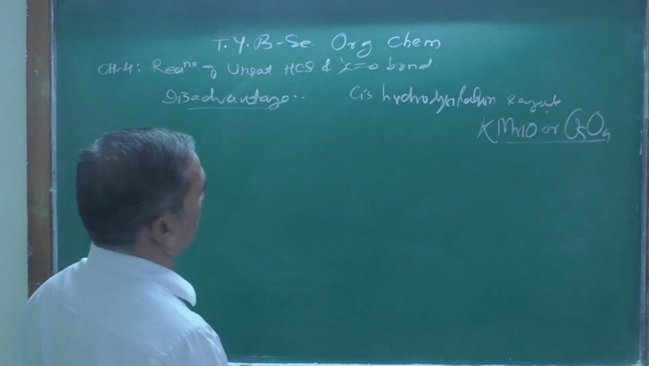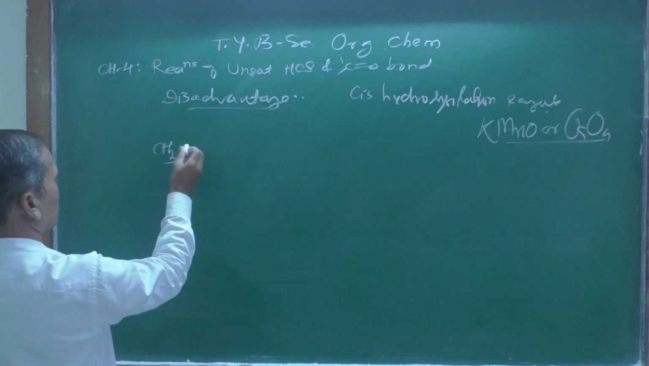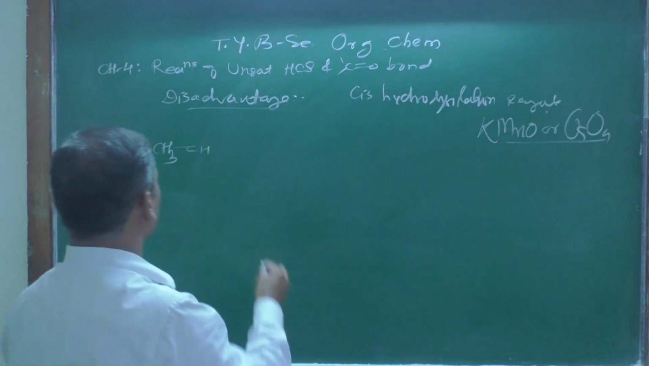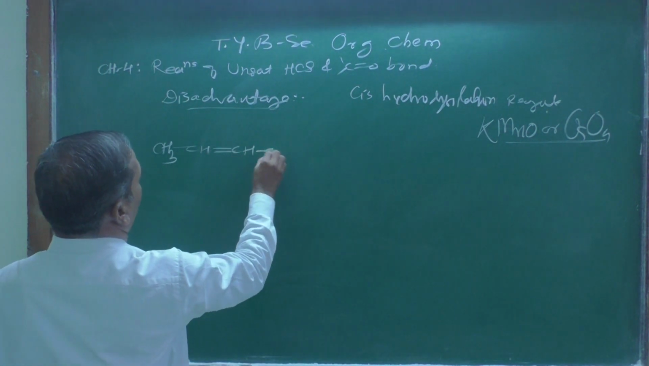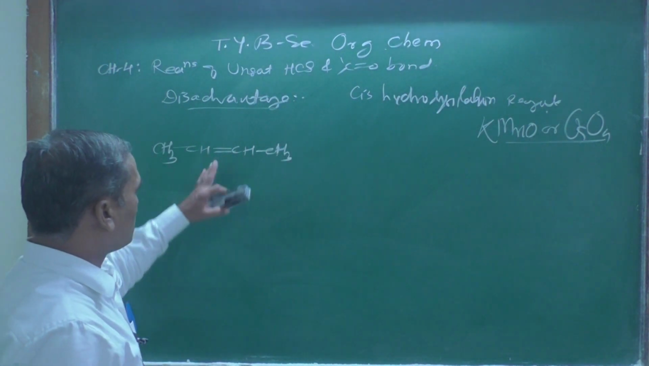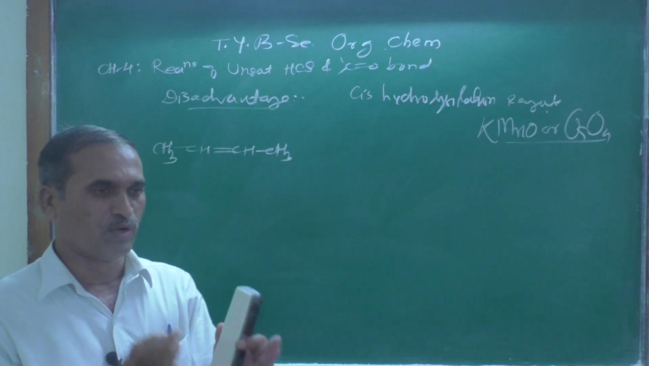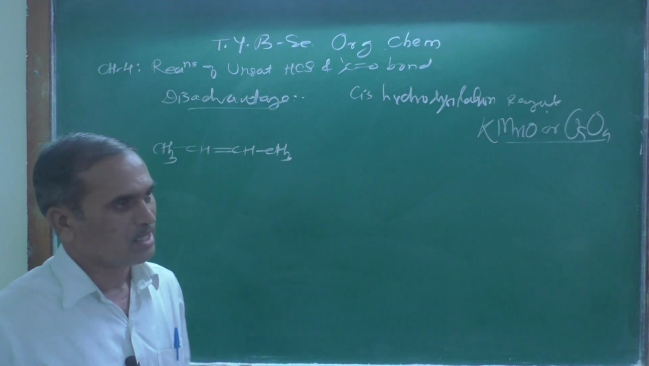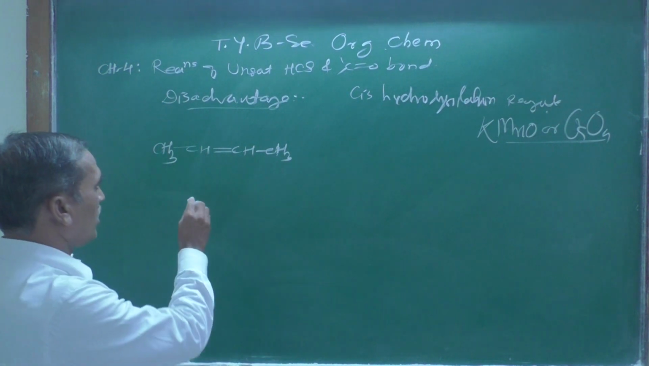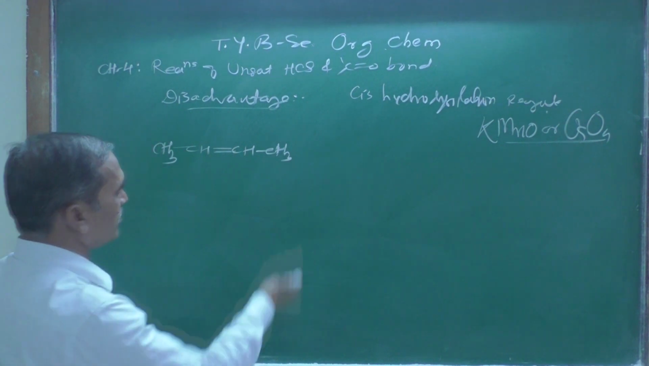The one disadvantage for this: suppose we have a starting compound, the simplest one, CH3CH=CHCH3, and with this we already learned that this 2-butene can exist in two isomers. One is a cis isomer, the second one is a trans isomer, and with this we have learned the product: cis 2-butene produces a meso compound with this reagent.